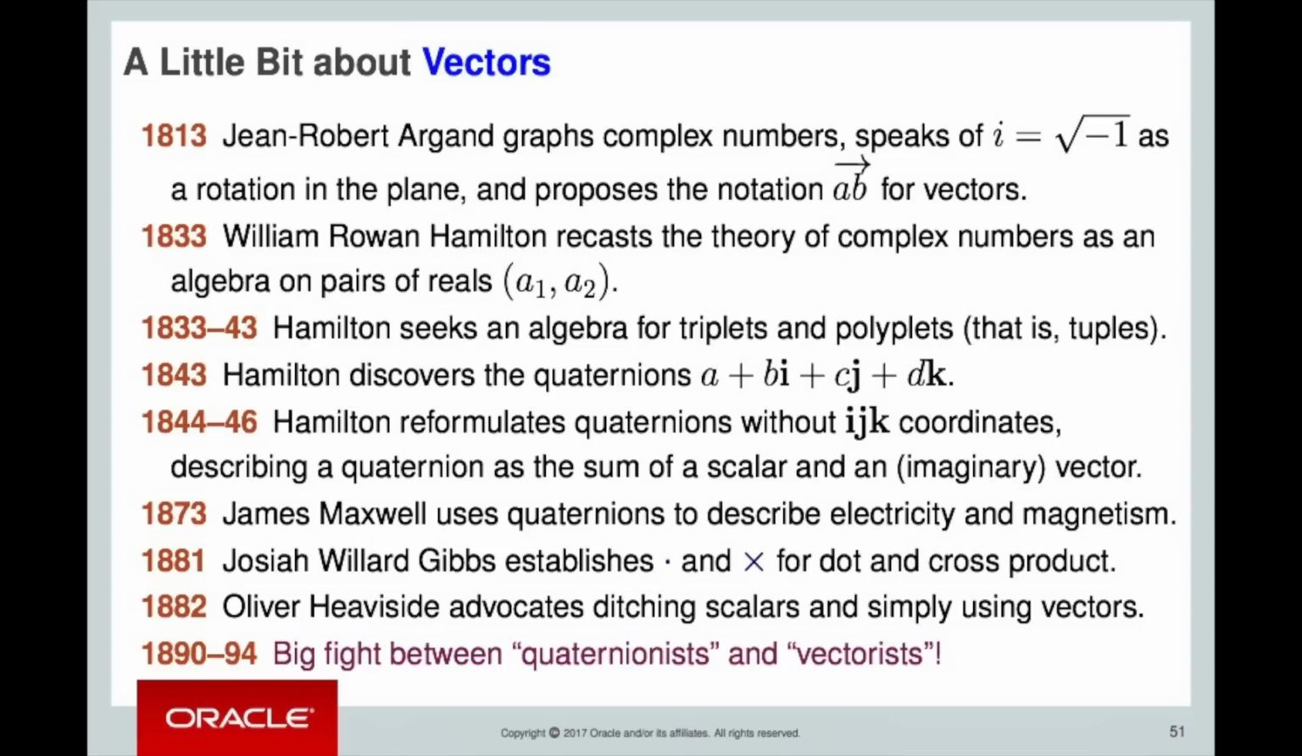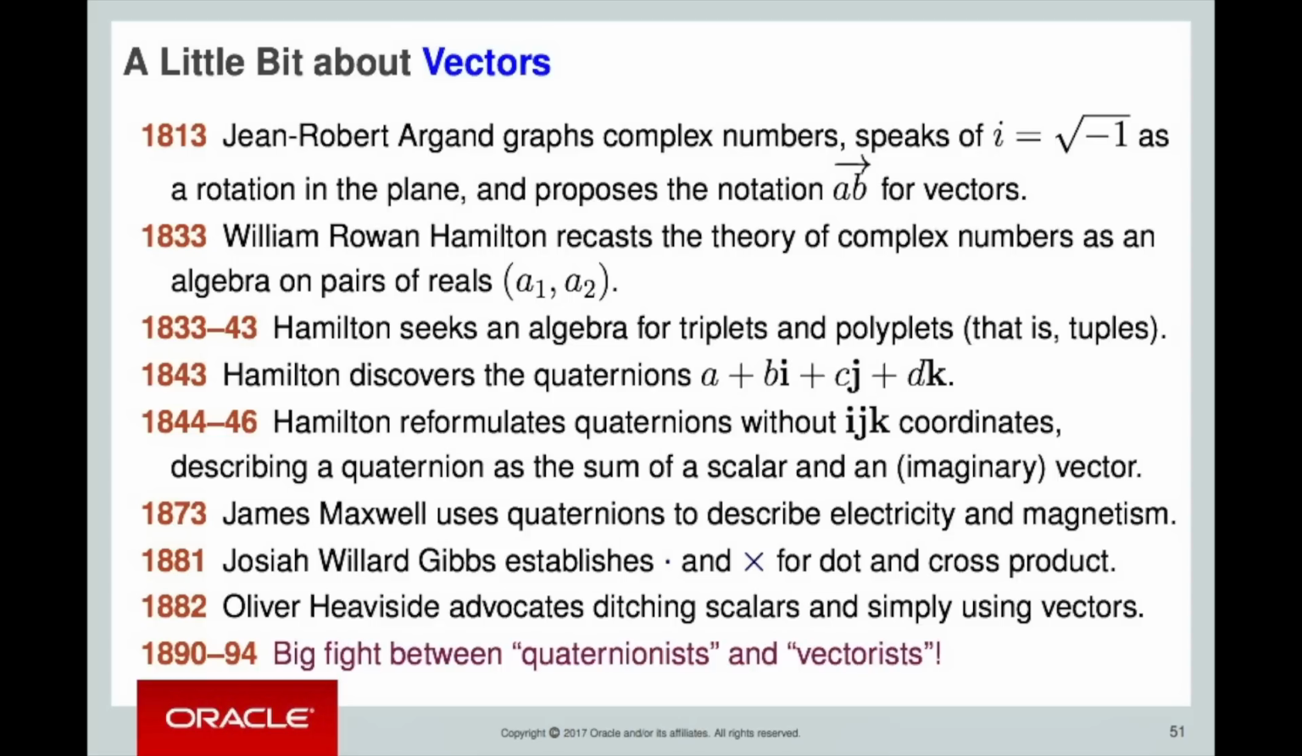In 1881, Gibbs establishes dot and cross as the standard symbols for dot and cross product. And the next year, Oliver Heaviside advocates ditching the scalars and quaternions and just using the vectors. And he reformulates Maxwell's electricity and magnetism theories using a pure vector notation. And the motivation is that using just the vector part makes more physical sense. Because if you view a quaternion as the sum of a scalar and an imaginary vector, if you try to find the length of the vector by squaring it, that is taking a dot product with itself, the problem is the result of that dot product is negative because the vector was imaginary. So you have to compensate for that before taking the square root.